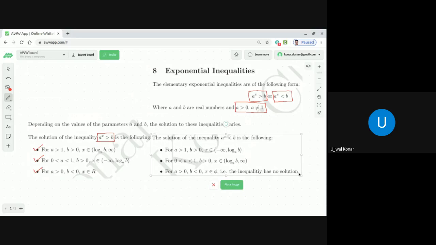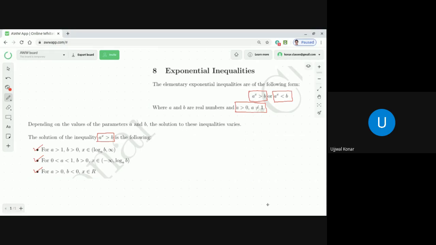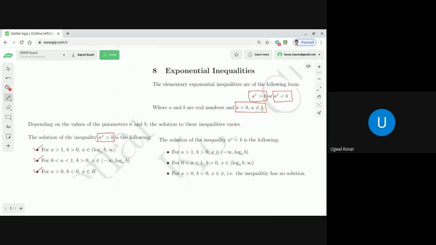Thanks for the confirmation. Now, dear students, what we are going to discuss is the solution to the inequality a^x < b. When a > 1 and b > 0, the solution is the open interval from minus infinity to log b to the base a. When a is between 0 and 1, that is 0 < a < 1, and b > 0, then the solution is the open interval log b base a up to infinity.